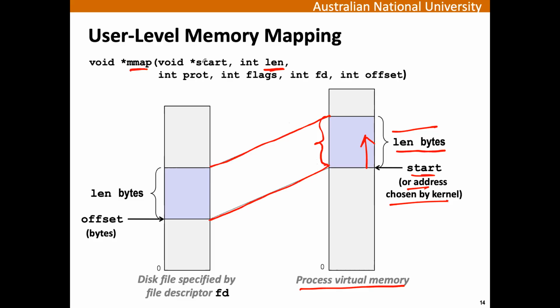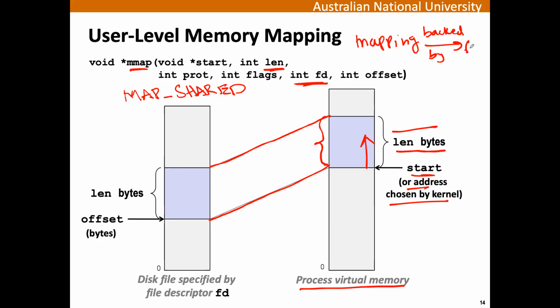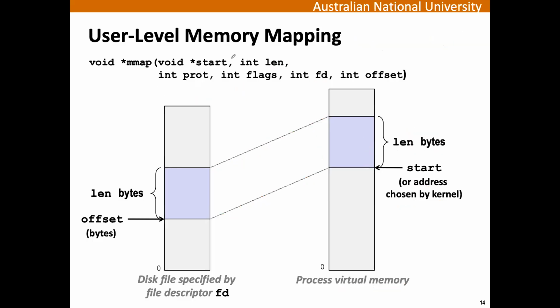Here we are assuming that this is not map anonymous, this is map, let's say, shared. Now this tells the kernel that if this mapping is backed by an actual file, we need to tell the kernel what file it is. How do we do that? We never use path names in system calls. It's very inefficient and error prone. We use descriptors.